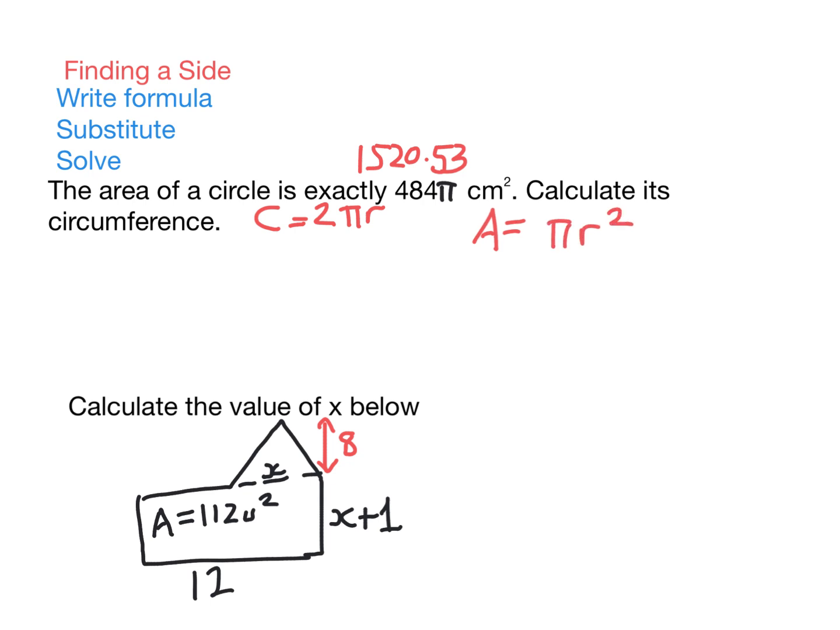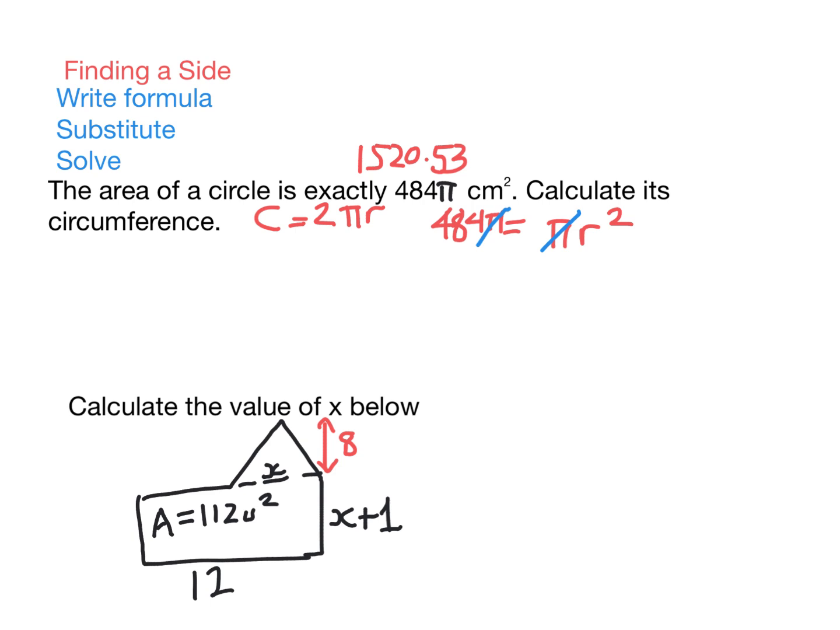Now what I'm going to do is substitute into this formula everything I know. Well, all I know is that the area of the circle is 484 pi. So I'm going to get rid of A and replace it with 484 pi. So now I'm up to the third step, which is to solve. Because there's a pi on both sides, I can cancel it out. I'm dividing each side by pi. I have 484 equals r squared.